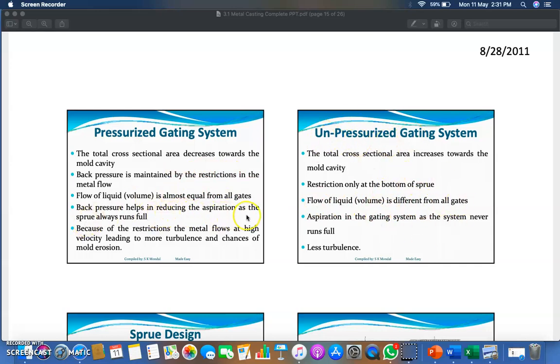Back pressure helps in reducing the aspiration effect. In the unpressurized gating system, which never runs full, there is very little turbulence, while in the pressurized gating system some turbulence will be there. So these are the differences, advantages and disadvantages of choosing a pressurized or unpressurized gating system.